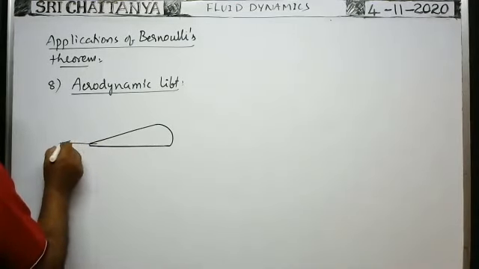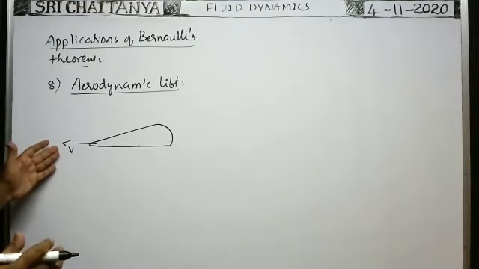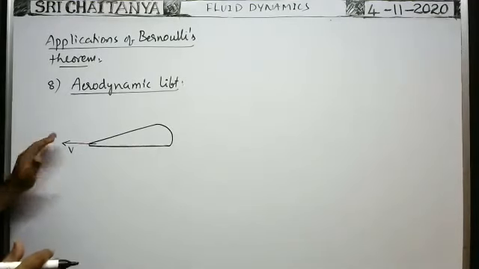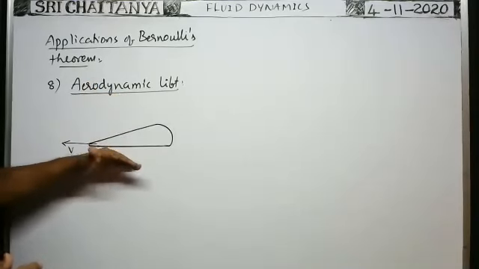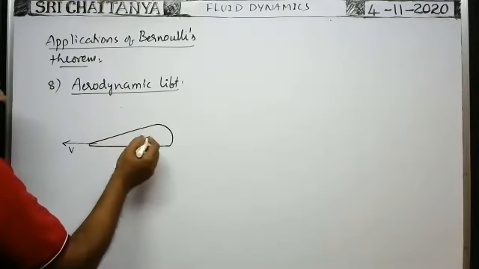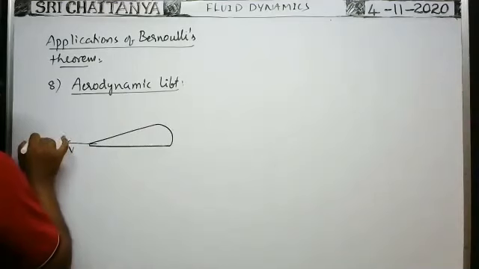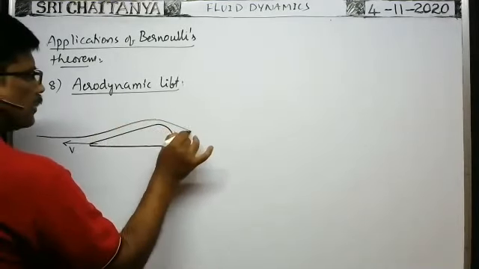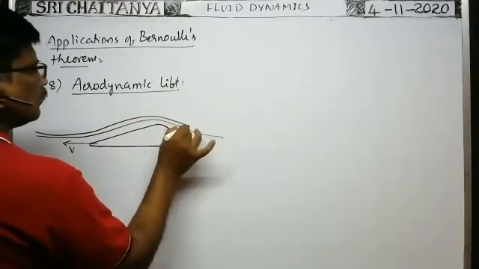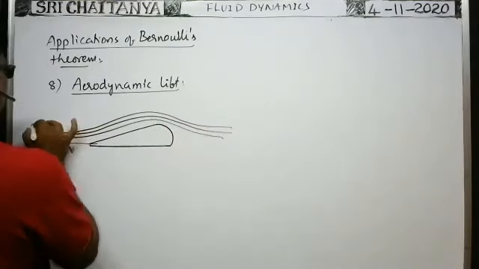Okay, then suppose the aircraft travels in this direction with a velocity v, then these wings also move along with the aircraft with the same velocity. But consider the air above and below the wing. Suppose the air is steady. If the wing travels in this direction, then with respect to the wing, the air particles move in the backward direction, like this. The air particles move over the surface of the wing like this.